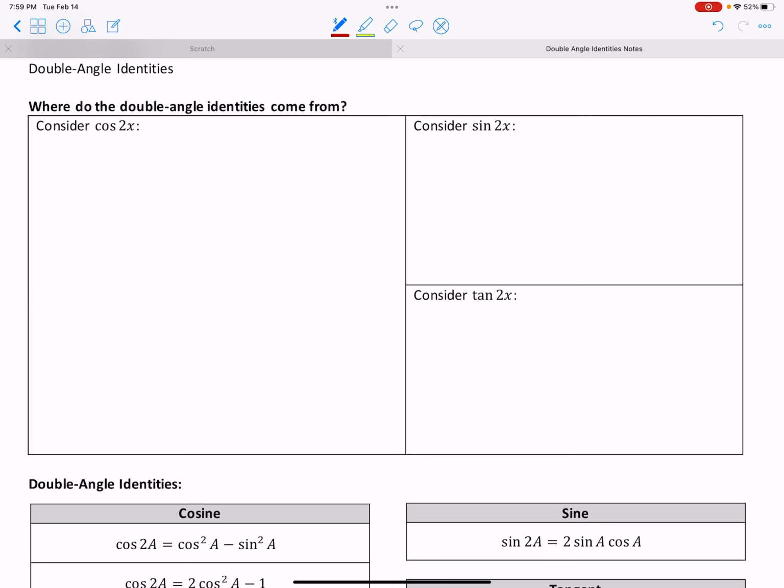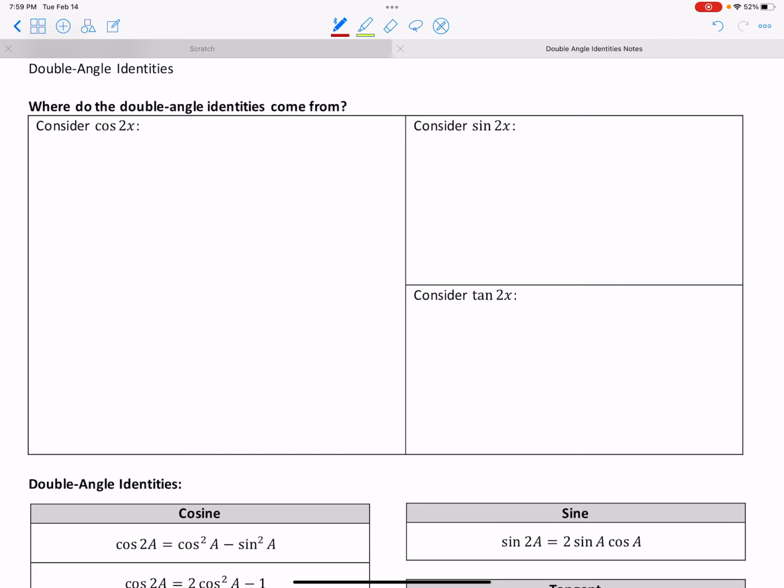So before we talk about what the identities are, I kind of want to show you where they come from. It's not always the easiest thing to do, but if we have something that we can connect to, some prior knowledge, I like to try to do that when that's possible. So that's where we're going to start. Where do these double angle identities come from? One of the ways we can see where they come from is by using some of the identities we talked about in the previous topic, which are the sum and difference identities.